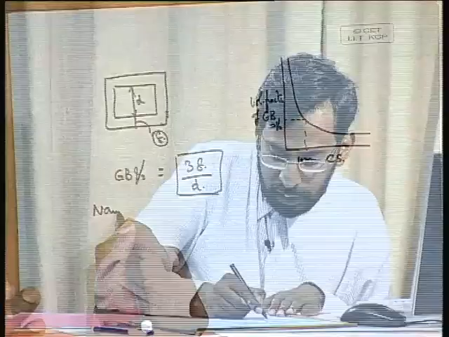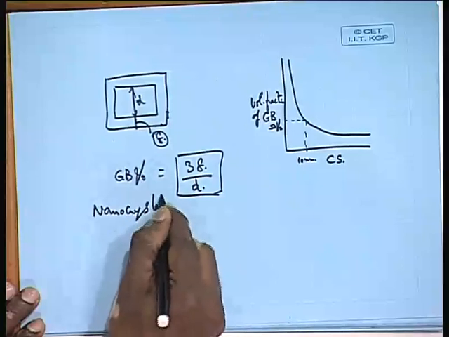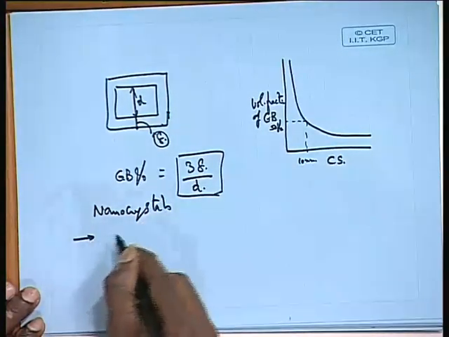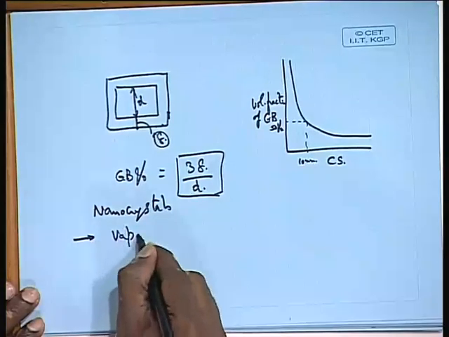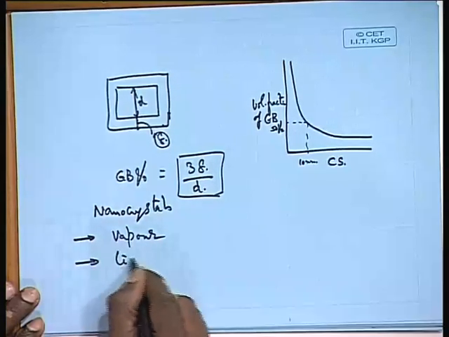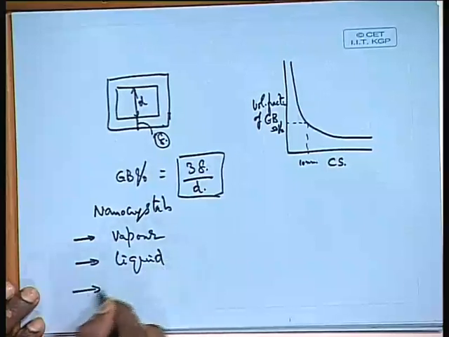And how do we make them? We can make them by various techniques, basically from three sources. One is you can have it from a vapor source, second you can have it from a liquid source, third you can have it from a solid source. So, if we take nanocrystals, they can be synthesized basically from a vapor or a liquid or a solid.